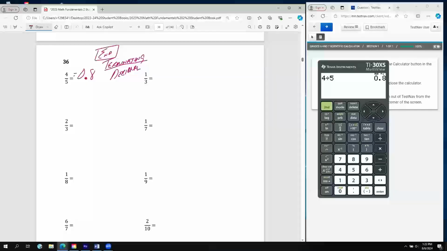0.8. There is nothing after that. It doesn't go on forever. The answer just ends. 0.8, nothing more. This is called a terminating decimal. And we like terminating decimals because they're really easy to see. They're very clear. I can tell you, oh, the answer is 0.8. The answer is 0.125. It's very simple.